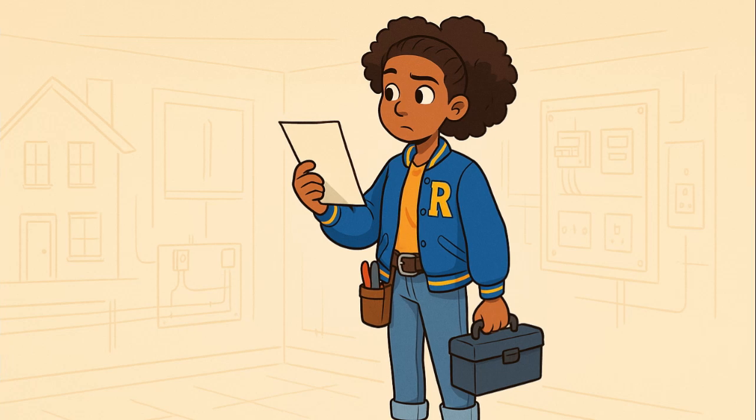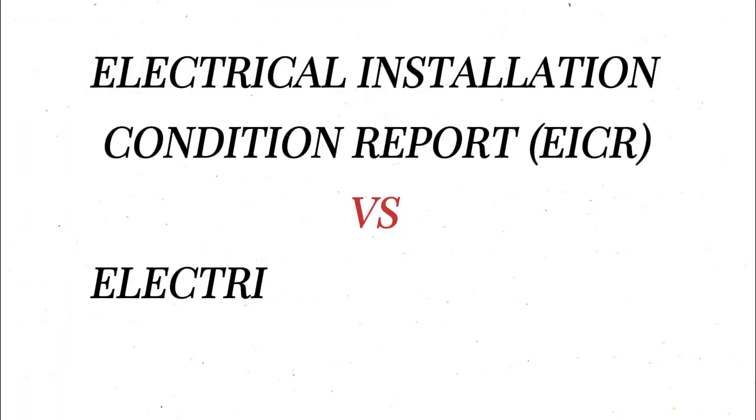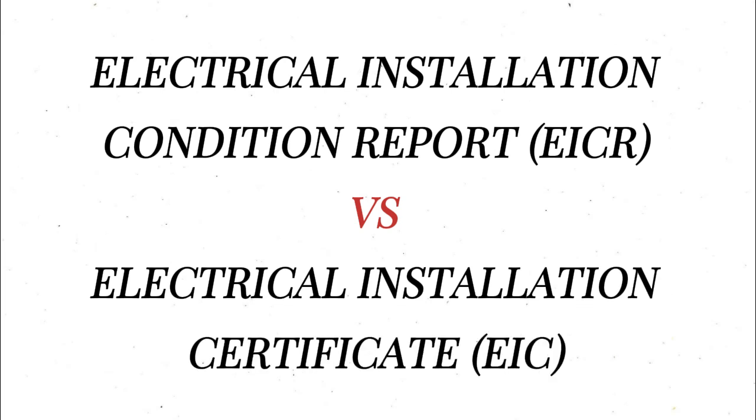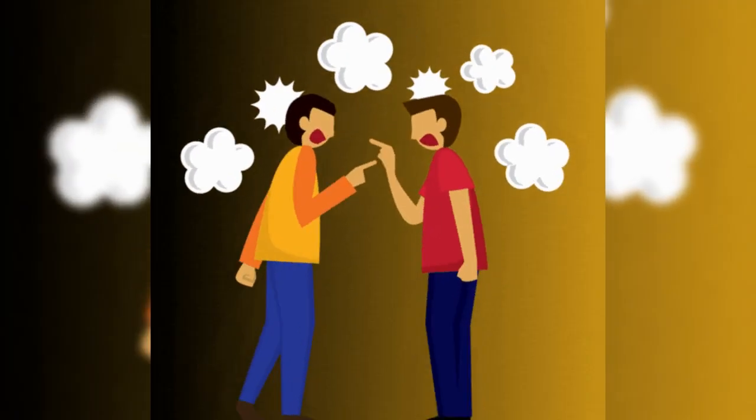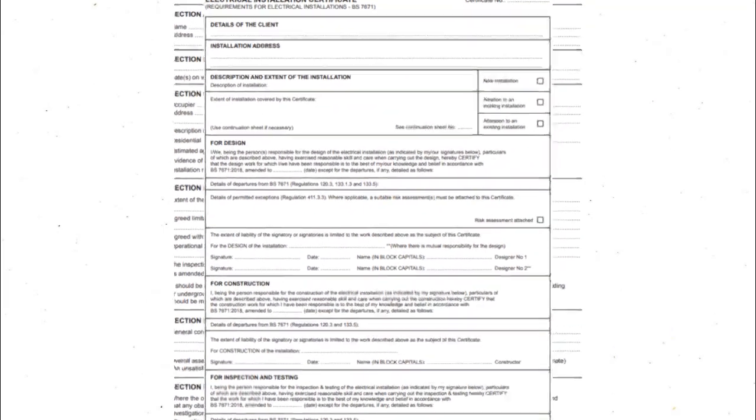Sparkies, let's clear up one of the most common mix-ups in our trade. What's the difference between an electrical installation condition report and an electrical installation certificate? Clients confuse them, students lose marks on them, and even qualified electricians sometimes argue over them. But today we're putting this confusion to bed once and for all. By the end of this episode, you'll not only be exam ready, but also client ready.